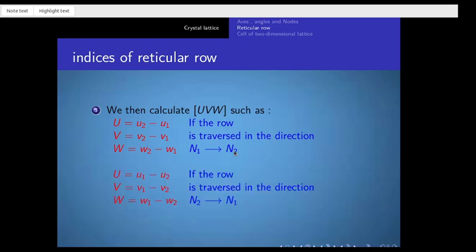If we traverse the row in the opposite direction, we calculate U, V, W as U equals u1 minus u2, V equals v1 minus v2, and W equals w1 minus w2. If we change the sense of traversing the row, we must interchange the coordinates.